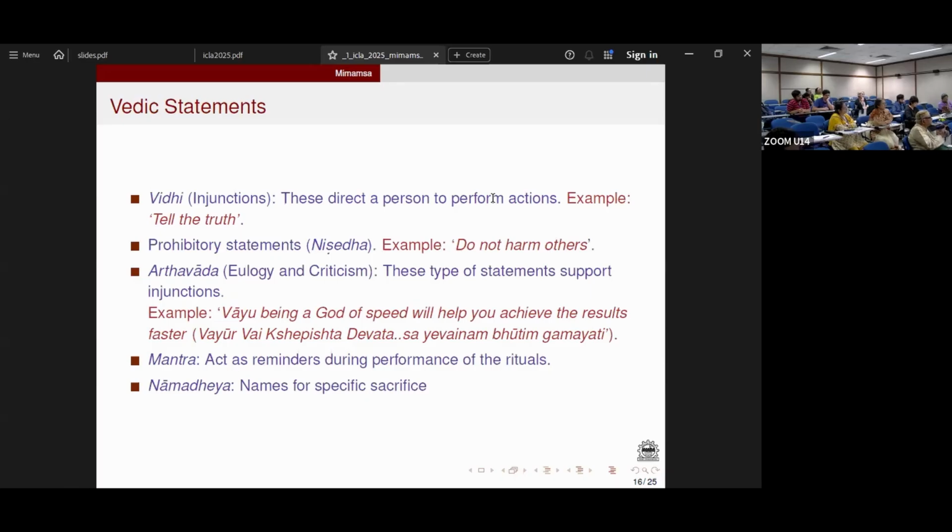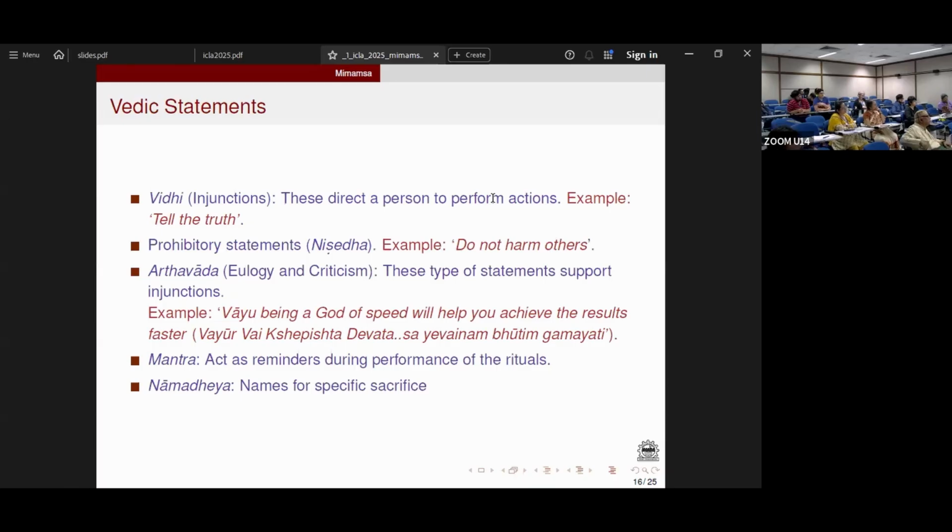Then you have what are called as mantra. There are certain statements which are considered as mantra, which act as reminders during the performance of the ritual. When you are carrying out the rituals, you are supposed to say certain mantras. So mantras are statements that have to be said when you are actually doing the ritual. So why is this important? It helps you to be reminded of certain actions that you need to carry out. Okay, so it acts as a reminder to carry out the action.